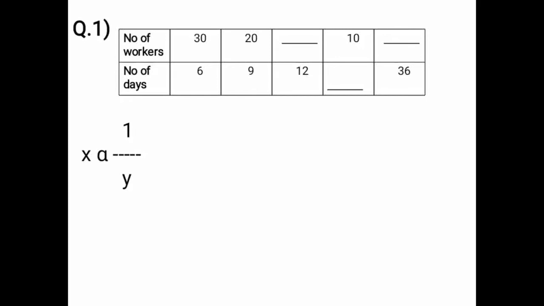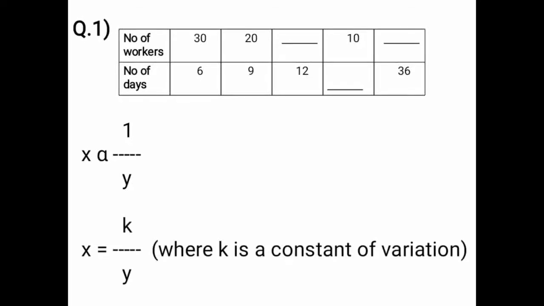x is inversely proportional to y. Use the formula of the constant of variation in inverse variation, that is, x is equal to k upon y, where k is the constant of variation. In inverse variation, if the first letter is inversely proportional to the second letter, the numerator will be 1, only in inverse variation.